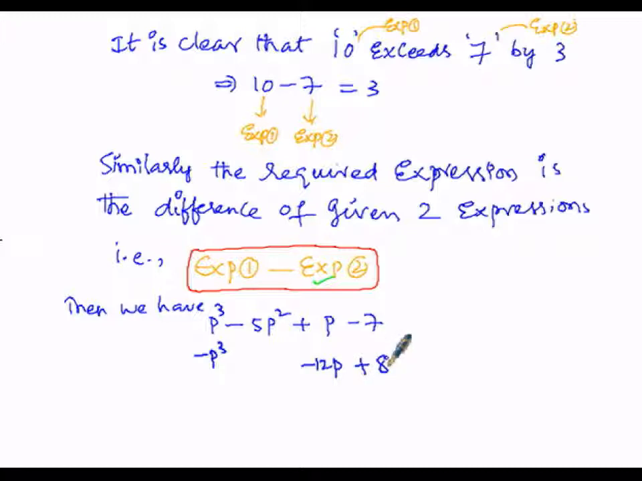Now by subtracting the second expression from the first expression, we have to change the signs of the second expression terms. This is in the first row and this is in the second row. In order to change the signs, minus must be changed to positive, and plus will become negative.